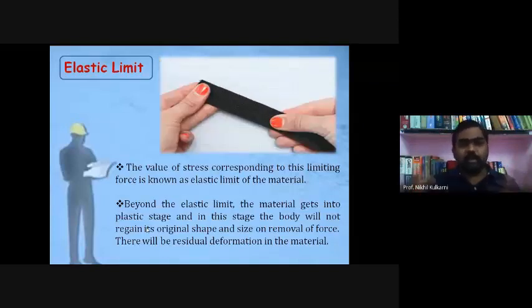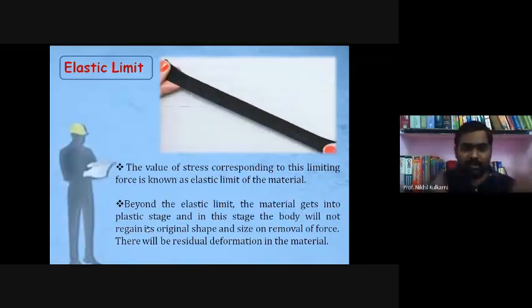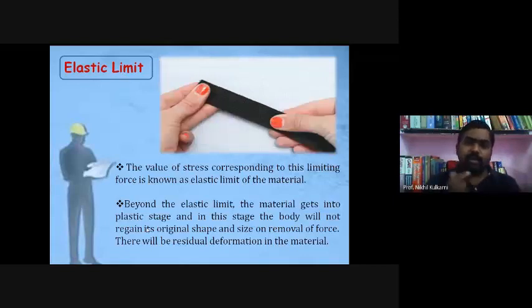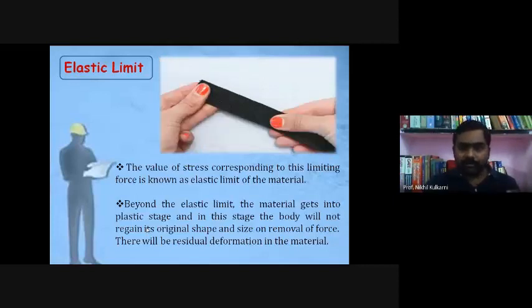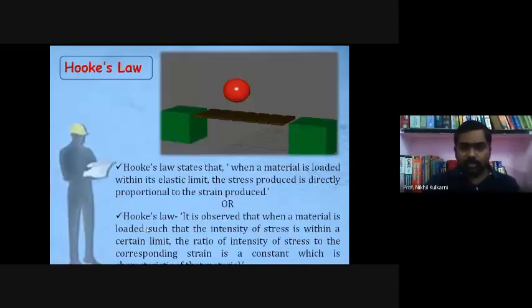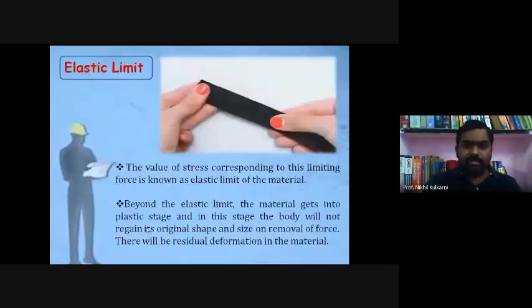So elastic body and plastic body: once we cross the elastic limit, the material or whatever structure was there is converted into the plastic stage. Okay, so this is there. Are you getting it? Okay, so I will go to the further part, that is Hooke's law.